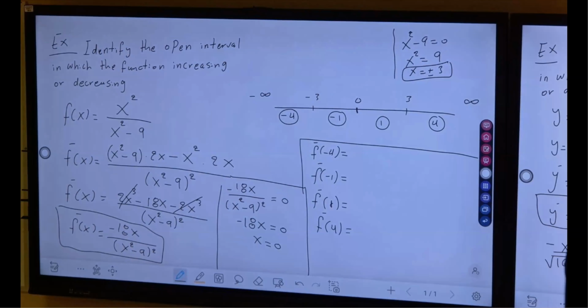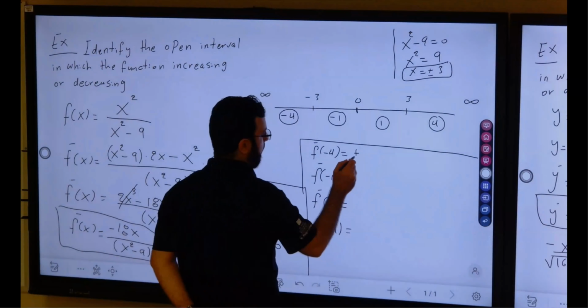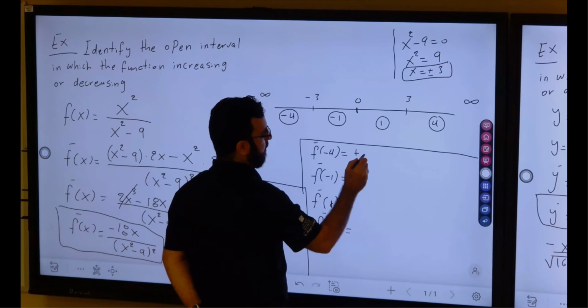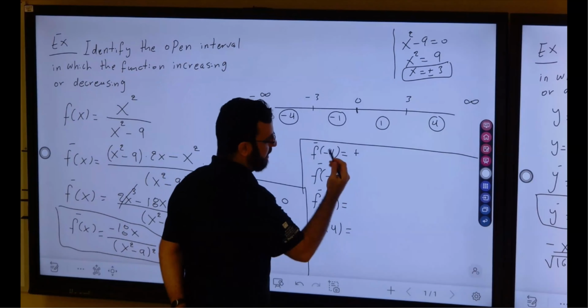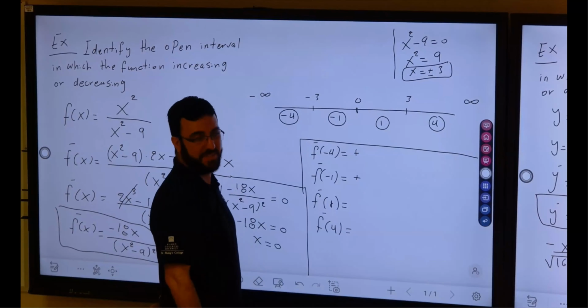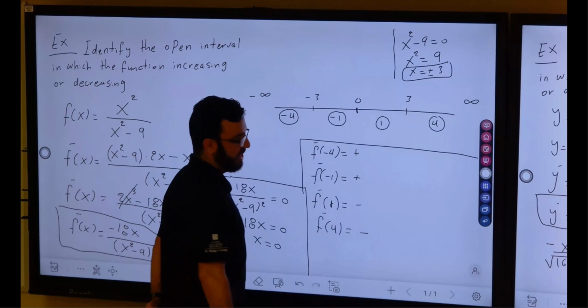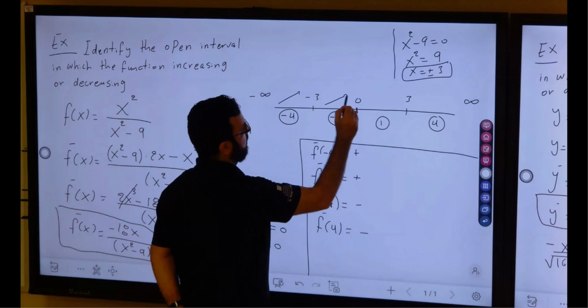Okay, plug in these numbers. How much did you get for the first one? It's just positive. So it's positive here, negative here, positive here, and then negative for the last two. So here is maybe increasing, decreasing.